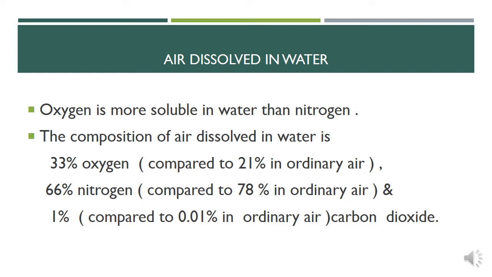The percentage of oxygen and nitrogen in air we know very well. Oxygen is 21%, nitrogen 78%. But in water it has a different composition, that is 33% oxygen dissolved in water and 66% nitrogen, and 1% carbon dioxide in comparison to 0.01% in ordinary air. By percentage we have observed oxygen is more soluble in water than nitrogen.